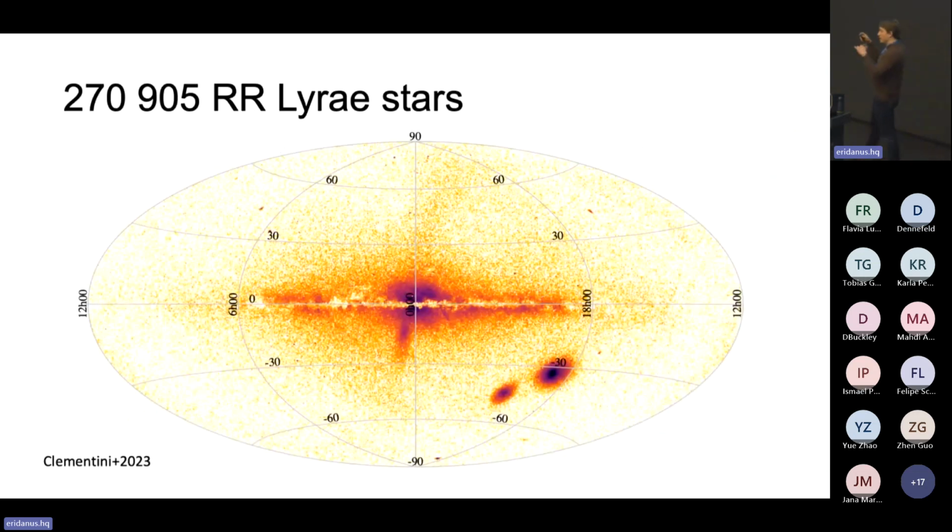And as I mentioned, different types of variables probe different parts of the sky. Here you see the sky distribution of 270,000 RR Lyrae stars from Gaia, where you can, for example, see very nicely the dwarf Sagittarius galaxy merging with the Milky Way. This is just the sky distribution of the RR Lyrae stars. So it's an old population and, of course, looks very different from the eclipsing binaries.